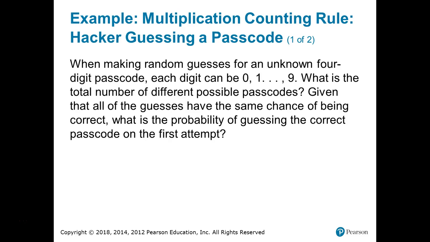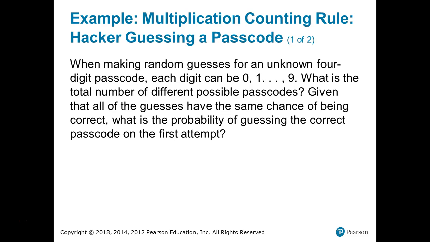So a hacker is trying to guess a passcode. Say you leave your iPhone in the classroom and someone grabs it and, oh, it's password protected. There's a 4-digit code. Well, how many possible passcodes can you have? Everyone knows that you can have a 4-digit passcode or a 6-digit one. We'll say they have a 4-digit one. You can do obviously 0000, 9999, and any number in between. So how many different possible passcodes are there?